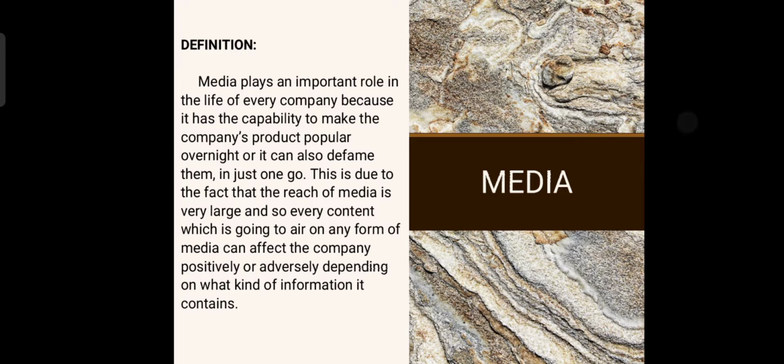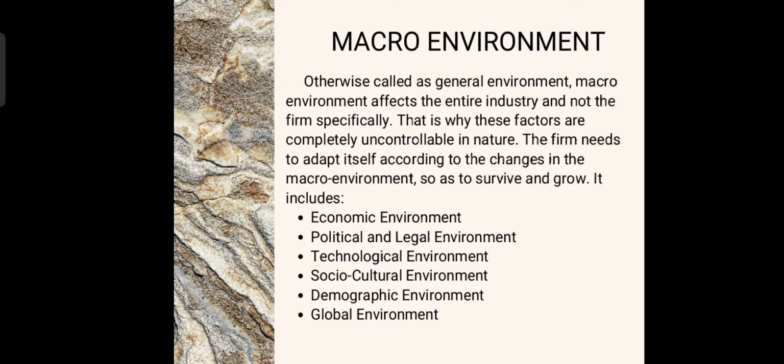Otherwise called the general environment. So macroenvironment affects the entire industry and not the firms specifically. That is why these factors are completely uncontrollable in nature. The firm needs to adapt itself according to the changes in the macro environment so as to survive and grow. It includes the economic environment, political and legal, technological, sociocultural, demographic, and global environment.